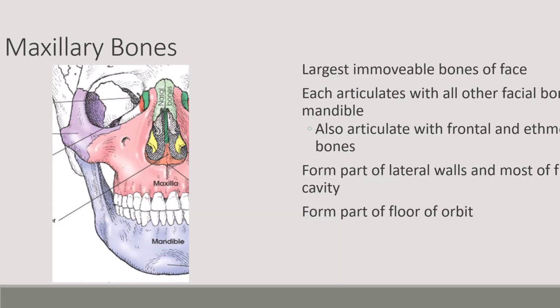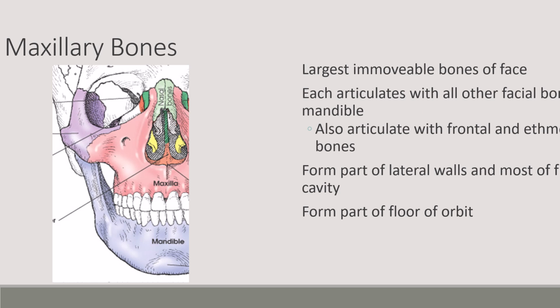Okay. So going into the maxilla or the maxillary bones, there's a left and right maxillary bone. It is the largest immovable bone of the face. It articulates with all the other facial bones except for the mandible. It doesn't have a direct articulation with the mandible. It also articulates with the frontal bone and the ethmoid bones. Okay. The ethmoid bones making up most of the interior of the nose.